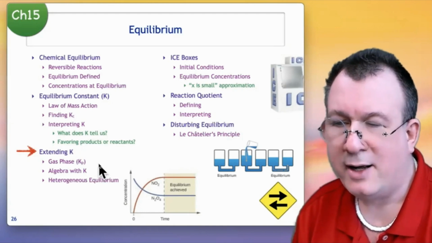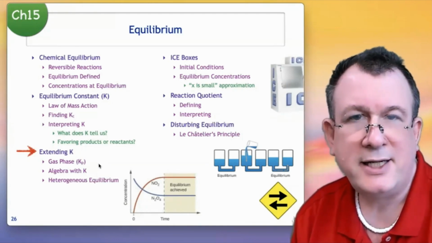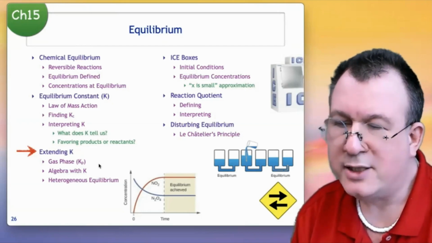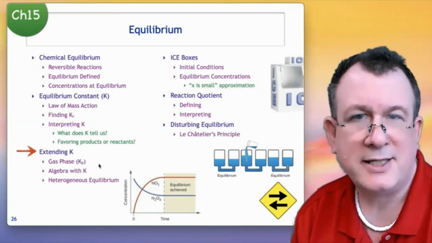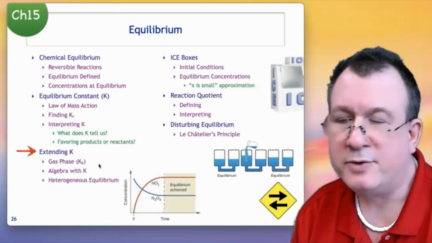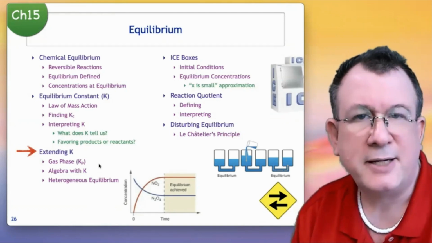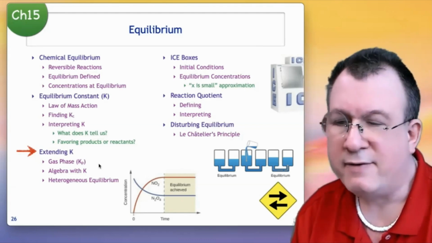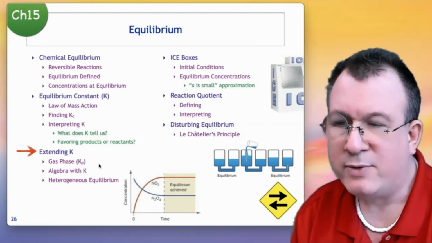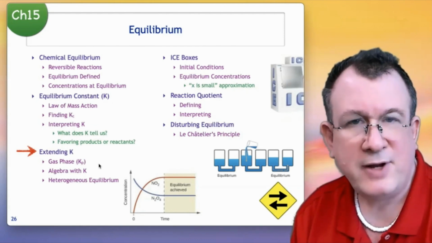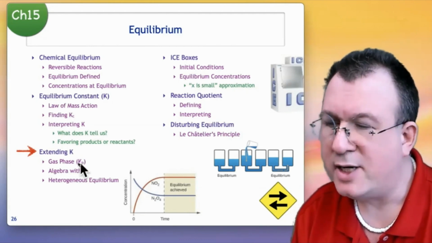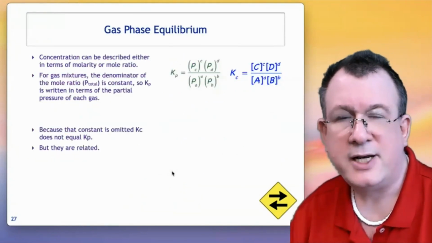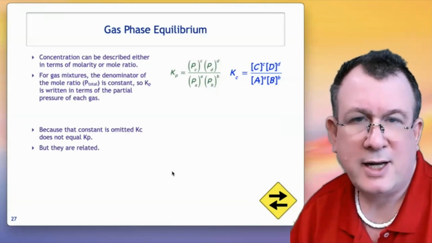Now, the next piece up here is taking K to the next level. What else can you do with K beyond just interpreting it? We're going to talk about how K is applied in the gas phase. We're going to talk about algebra with K, basically a Hess's law type trick to figure out one K from the K of other reactions. And we'll also talk about heterogeneous equilibrium. If we have a little bit of time, we'll get into ICE boxes as well, but that is content for next week.